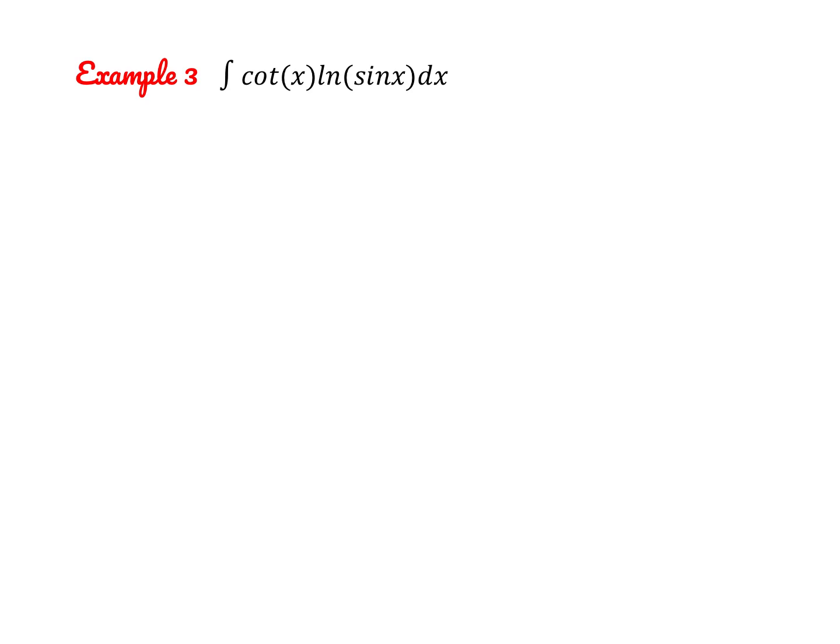All right, let's try another one together. So here I have the integral of the cotangent of x times the natural log of the sine of x dx. So this is kind of an interesting example. I'm going to start by rewriting cotangent as the cosine of x over sine of x. Then we have the natural log of sine of x dx.